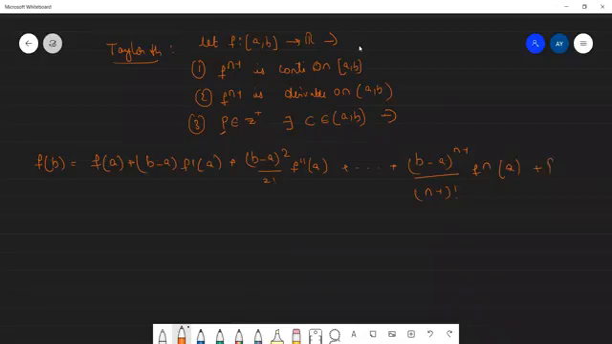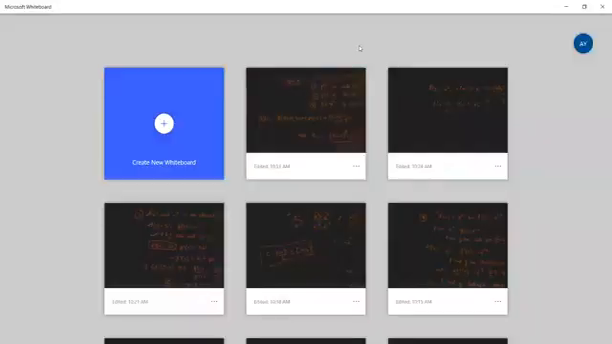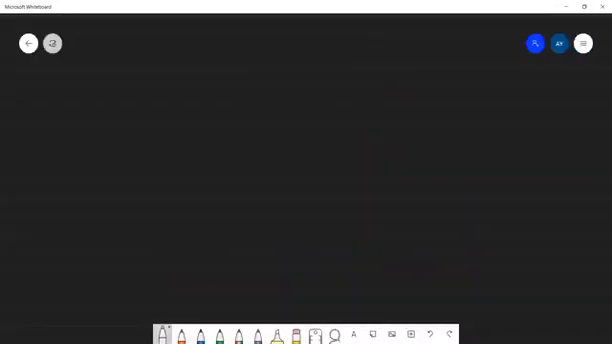plus Rn. Here Rn is equal to (b minus a) whole power p into (b minus c) whole power n minus p by n minus 1 factorial into p, into f power n of c. This is the statement of Taylor's theorem. Now let us look into the proof of this theorem. The proof.